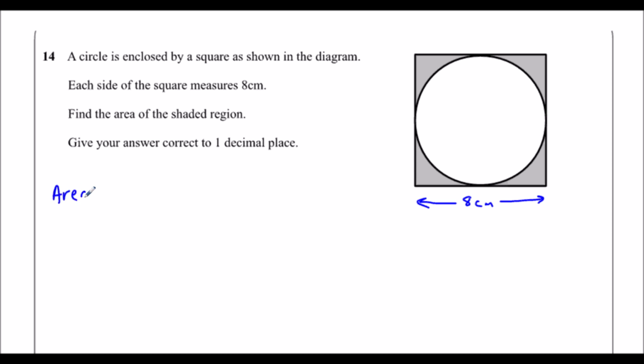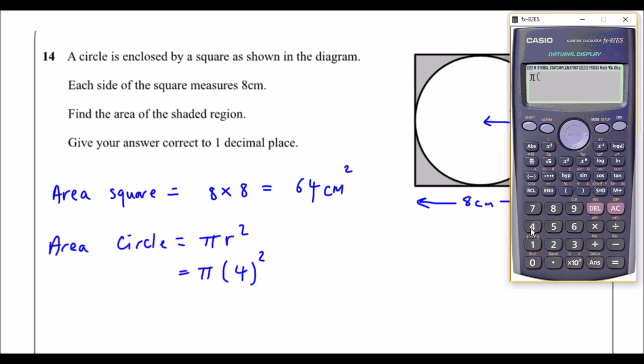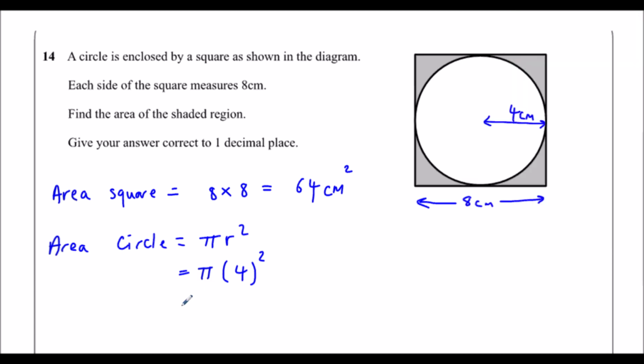So the area of the square is 8 times 8, which is 64 centimeters squared. We've got a radius, which is half the diameter, so 4 centimeters. So the area of a circle is pi times the radius squared, pi r squared. So pi times 4 squared is the area of the circle. So 16 pi, which we'll leave for now.